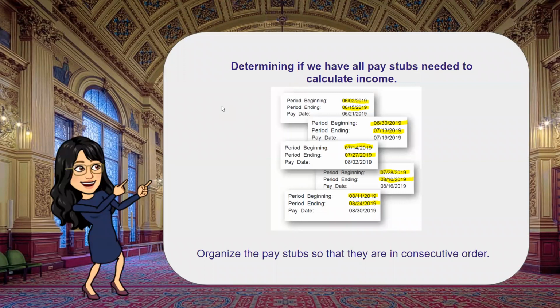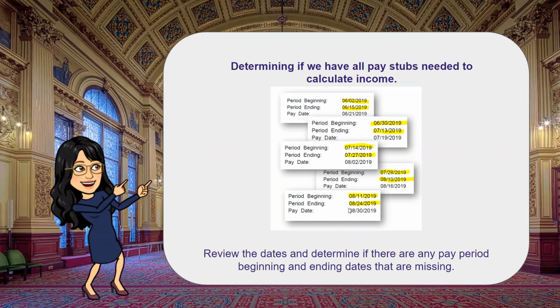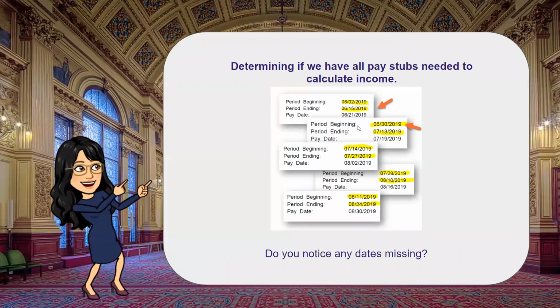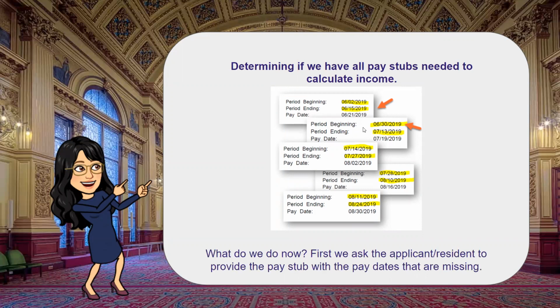Here we go. Determining if we have all pay stubs needed to calculate income. Organize the pay stubs so that they are in consecutive order. Review the dates and determine if there are any pay period beginning and ending dates that are missing. Do you notice any missing dates? What happened to June 16th through June 29th, 2019? Those dates are missing. So that means that a pay stub is missing.